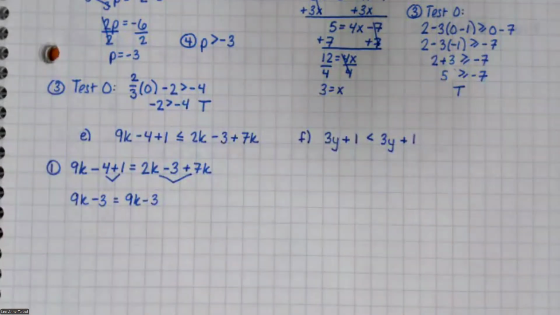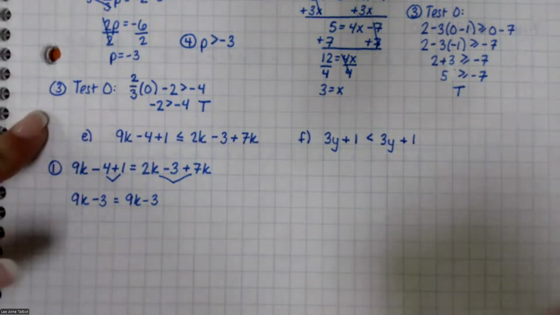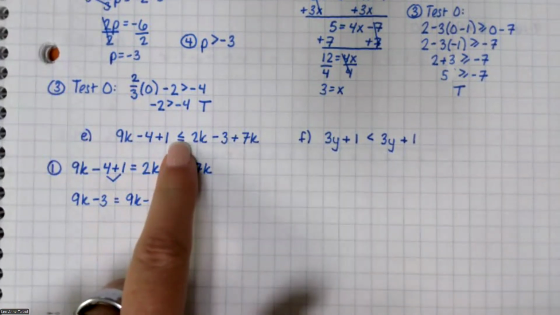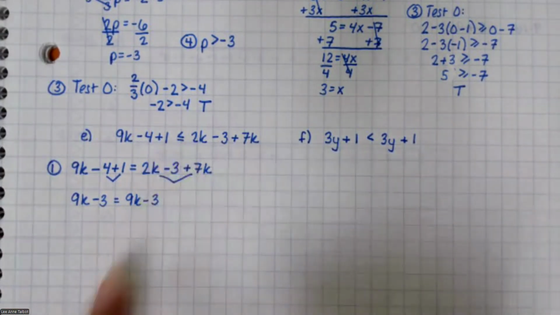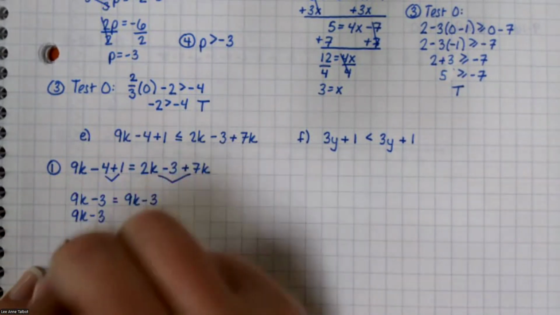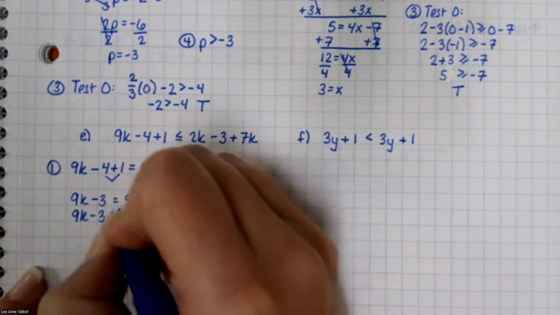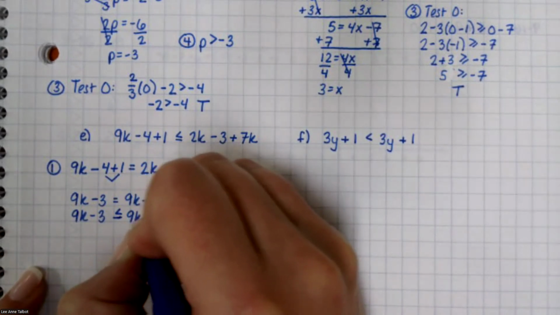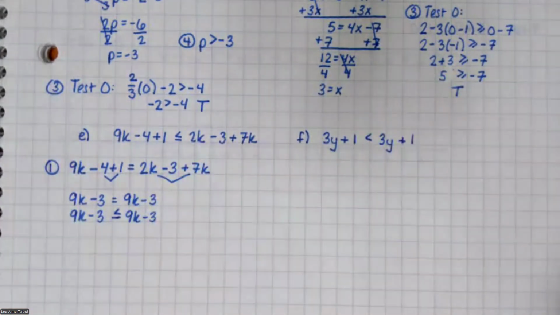Okay, so I got something weird. I got the same thing on both sides. So what I'm gonna do is not follow this whole process because I don't need to. I'm gonna go back and put the inequality symbol back in. So 9k minus 3, and I'm just gonna change the equals back. When do I do that? Just when I notice I get something weird.